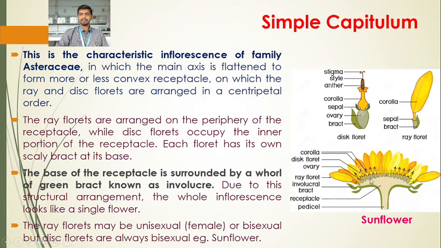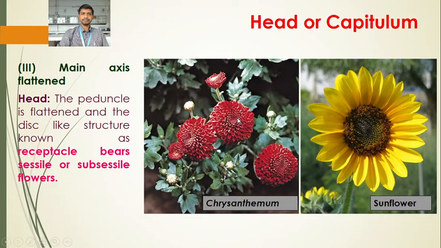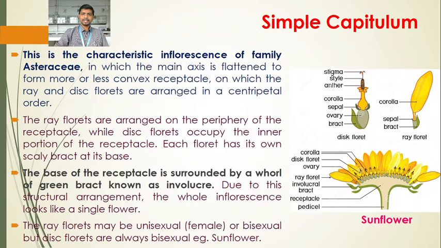So this is the receptacle. Here the third criterion we are studying, that is the main axis or peduncle is flattened. So here it becomes a flattened disc shape on which the disc florets and ray florets are arranged in a centripetal order. Centripetal means the older flowers are present at the periphery and younger flowers are present at the center. This is the centripetal arrangement of the flowers on a convex or disc-like receptacle.